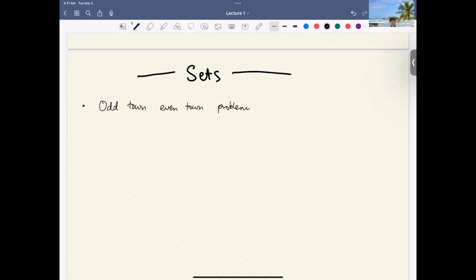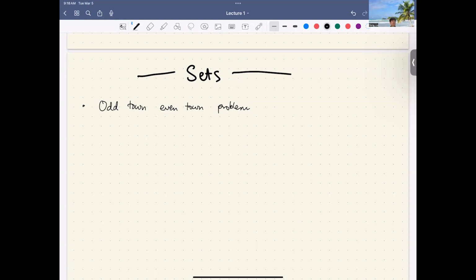We studied this as a warm-up problem because we will see some extreme problems about sets rather than graphs. And also we will see that, at first glance, it has nothing to do with linear algebra, but we can somehow use linear algebraic methods to prove some combinatorial statements. Okay. So what is this odd town, even town problem?